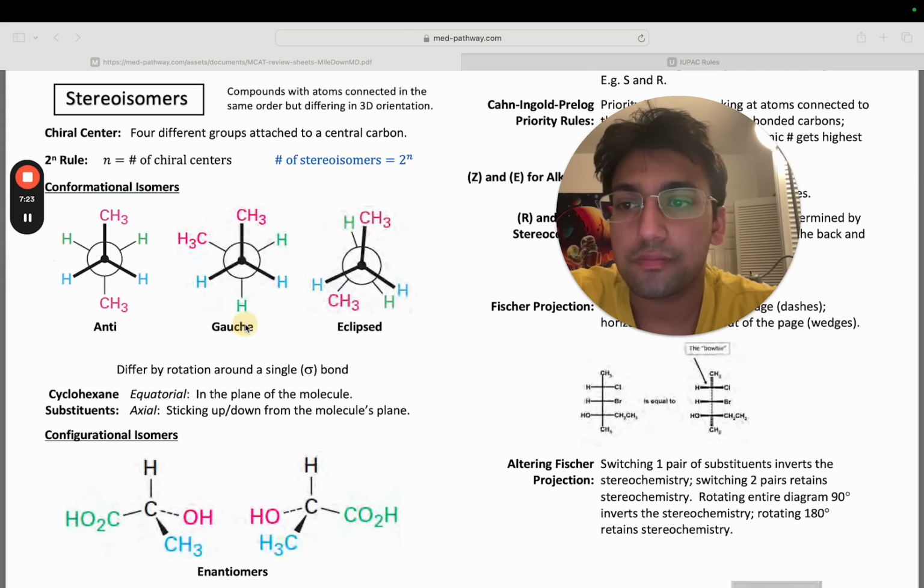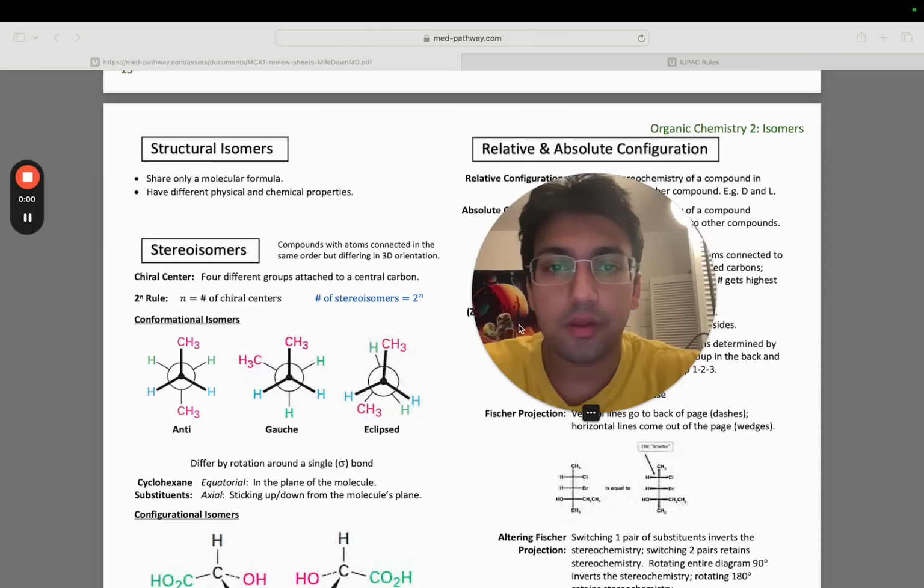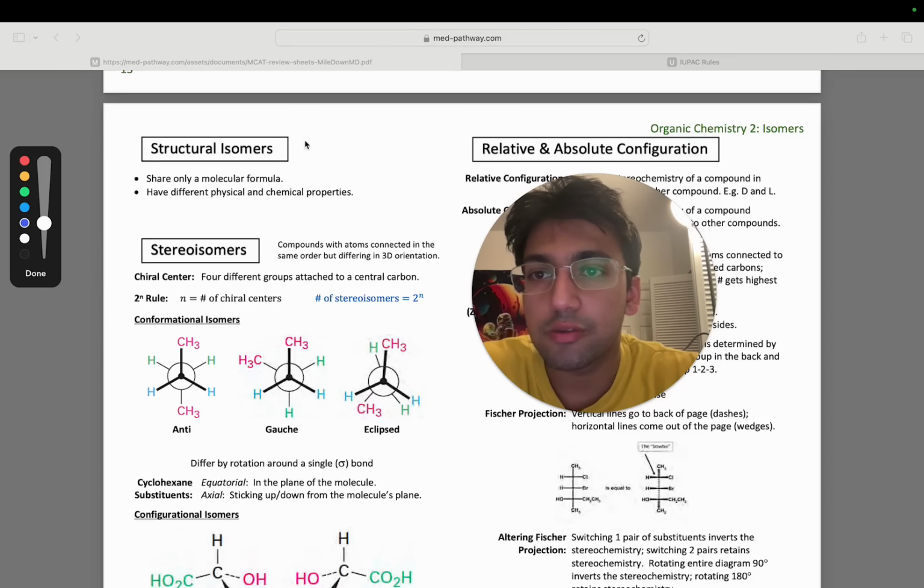Okay, now we have configurational isomers. So next we're talking about structural isomers.